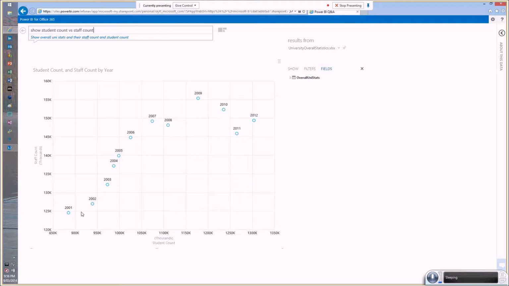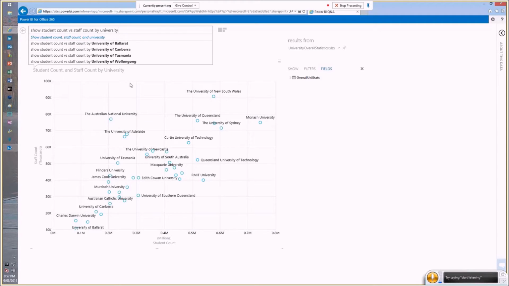And what you can see here is between 2001 and 2007, we had a pretty rapid growth in the number of staff. But between 2007 and 2012, the number of staff across universities has been pretty static, even though we've seen a huge growth of nearly 300,000 students. So let's look at that a bit further down. Let's look at this by university.